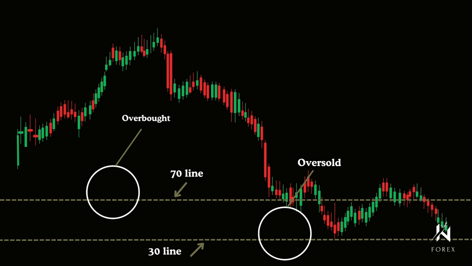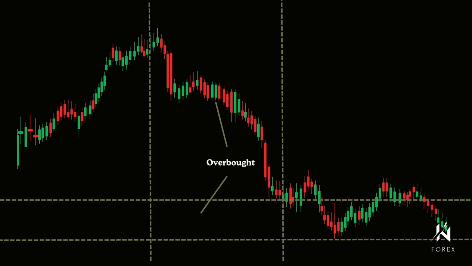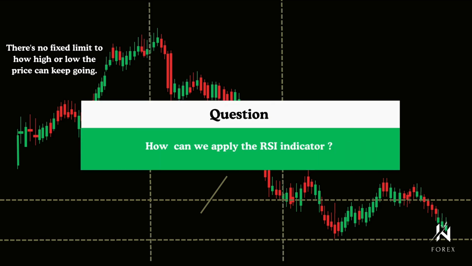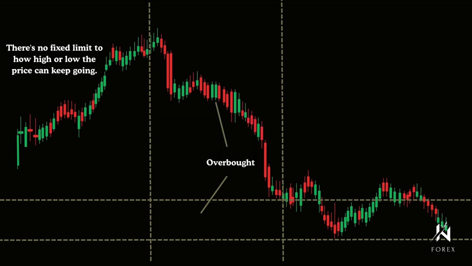The issue with this idea is that price can remain in overbought or oversold zones for extended periods. This occurs because there's no set boundary for how far price can continue moving, and if you execute trades purely on the basis of hitting overbought or oversold levels, you'll probably face multiple losing positions. So how can we apply the RSI indicator? One powerful method is spotting divergence between price action and the RSI itself, which may indicate possible trend reversals.